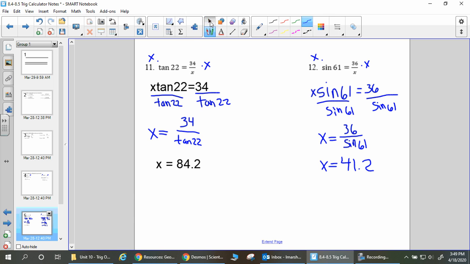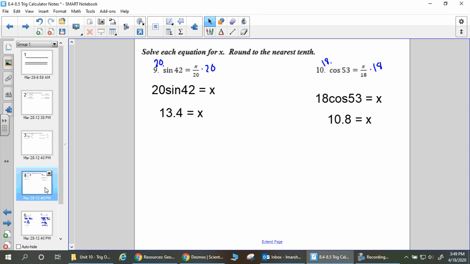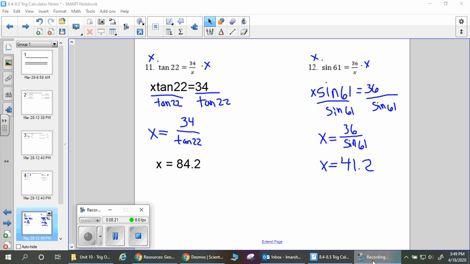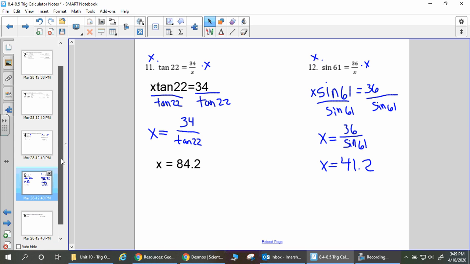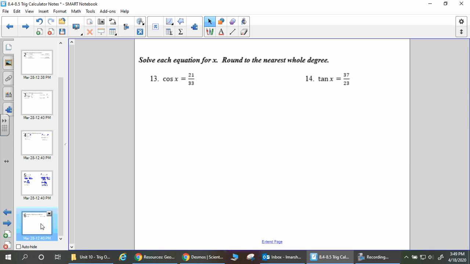So here we have two sets of examples where we're solving for x. We did 2 questions when x was on the top of the fraction. We did 2 questions when x was on the bottom of the fraction. So the only other place x can be is on the left-hand side with our sine, cosine, or tangent. This is very much like questions 5 through 8 that we did in the previous video.